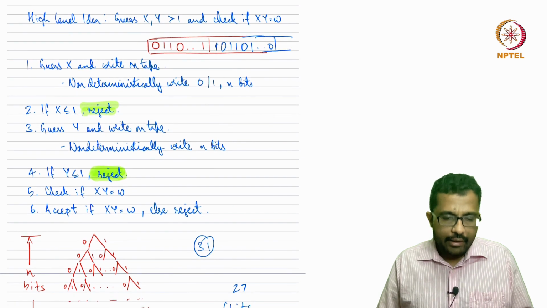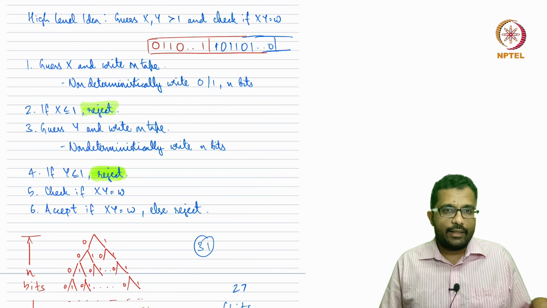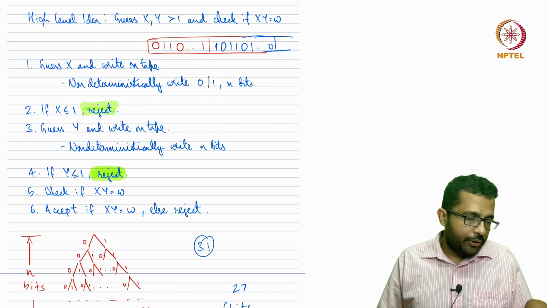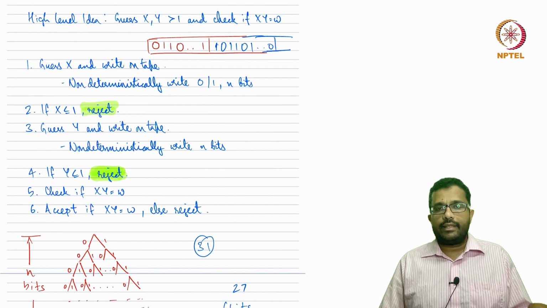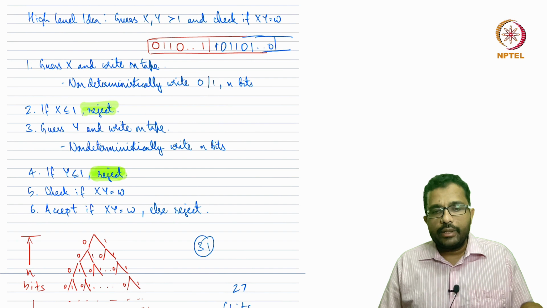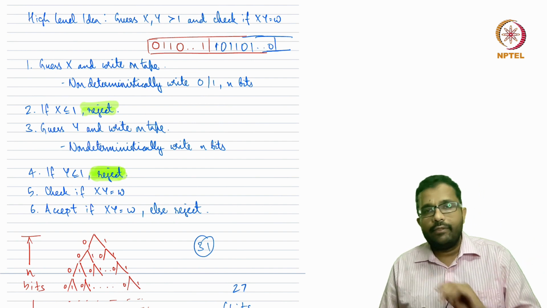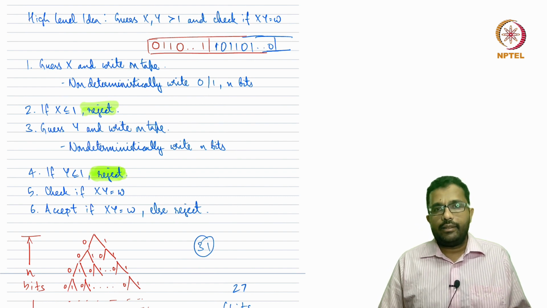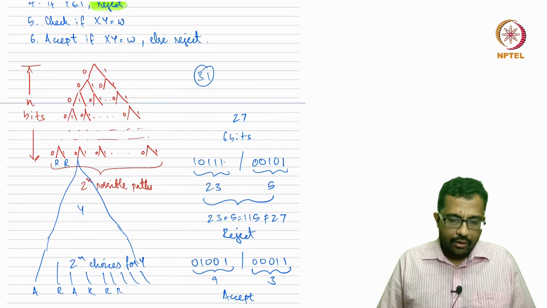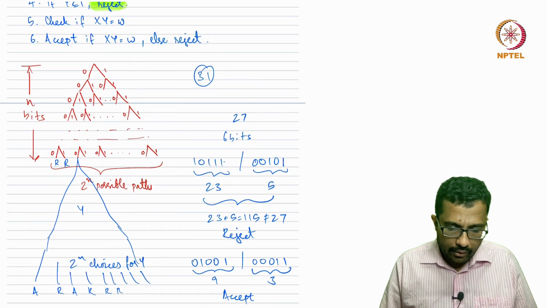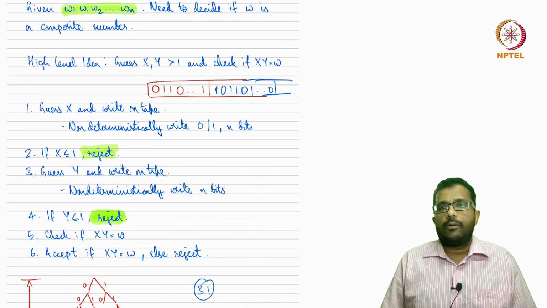Once again, it guesses x, it guesses y. If either one is 1 or less, it rejects. And then it tries to multiply. If the product is equal to w, you accept, otherwise you reject. So if w is indeed composite, there will be at least one guess for x and y for which we will get w to be the product, and then you will accept. Right. So that's how you would test whether a number is composite.